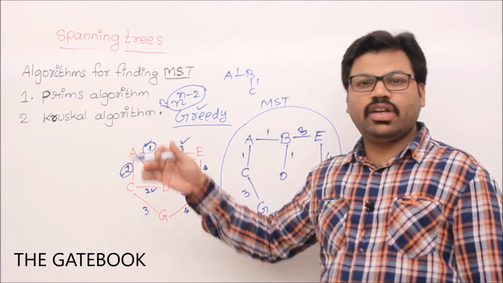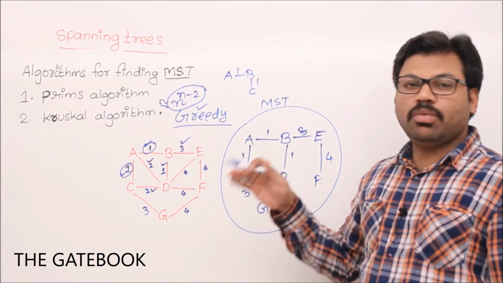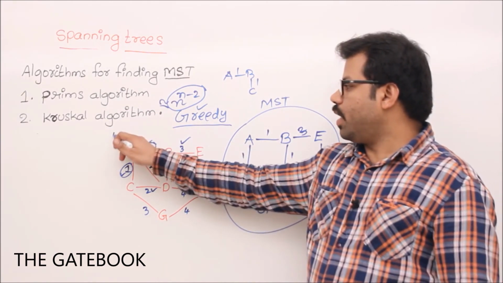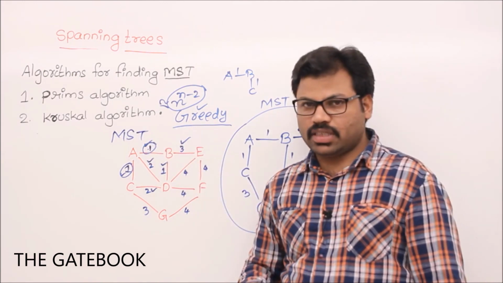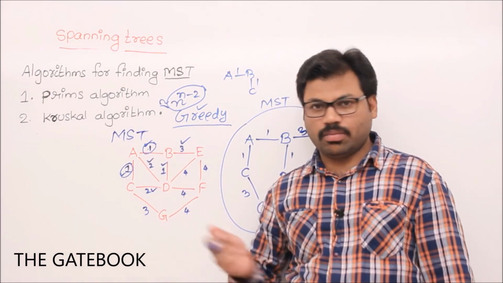So Kruskal can do it and Prim's can do it. These two are the famous algorithms which can generate minimum spanning tree. We'll see the time complexity of Prim's algorithm and Kruskal algorithm one by one.